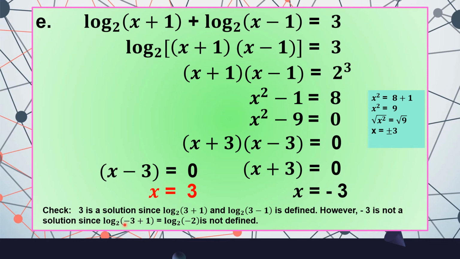So, to check, 3 is a solution since logarithm of 3 plus 1 with base 2 and logarithm of 3 minus 1 with base 2 are defined. However, negative 3 is not a solution since logarithm of negative 3 plus 1 with base 2 equals logarithm of negative 2 with base 2, which is not defined.